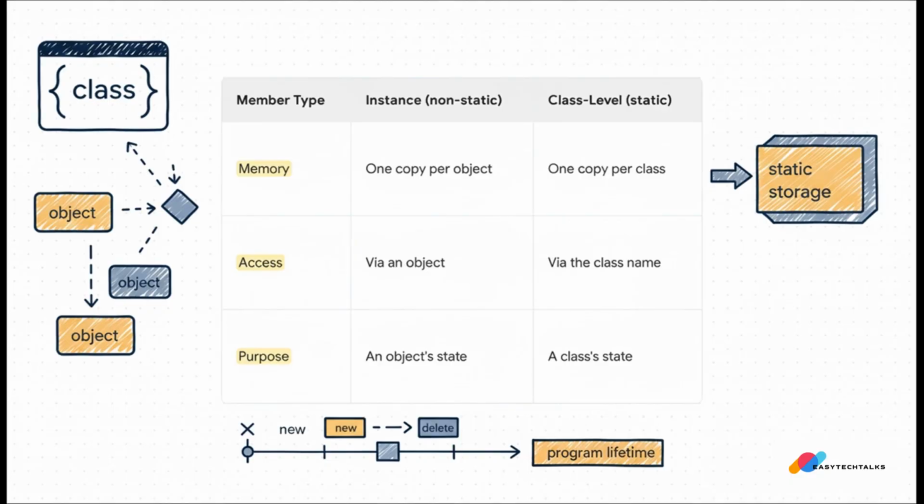This table really hammers home the difference. A non-static variable, an instance variable, that defines an object's unique state, it's like its personal DNA. A static variable, a class-level one, defines a property of the class itself. And understanding this distinction isn't just a technical detail, it's absolutely fundamental to good object-oriented design.